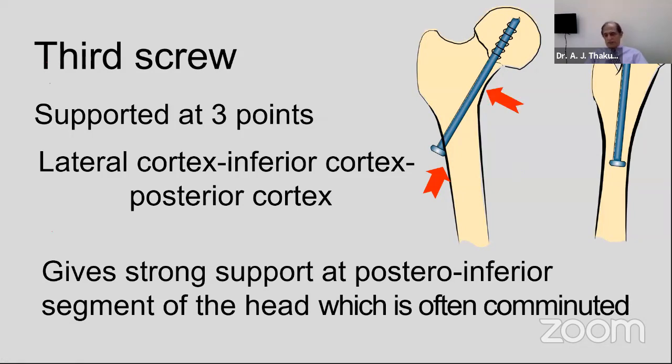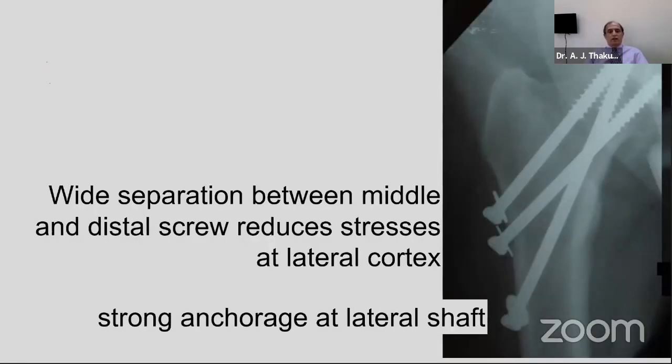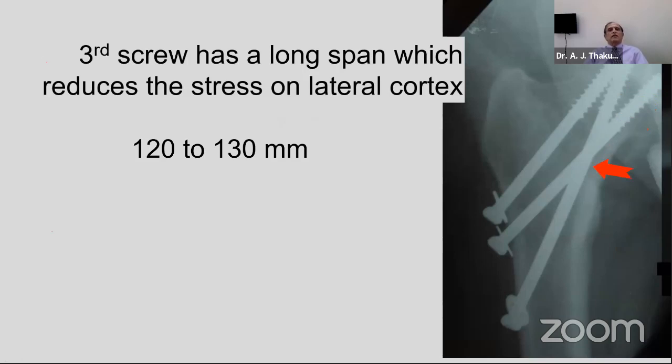These 3 points are well supported, all cortical support. And we have a wide spread between the middle and distal, so there is no chance of fracture happening here. It's a strong situation there. Because of the distance, it's a very long screw. When you use a very long screw, the pressures on these are low, the stresses are reduced. So that's an additional advantage.